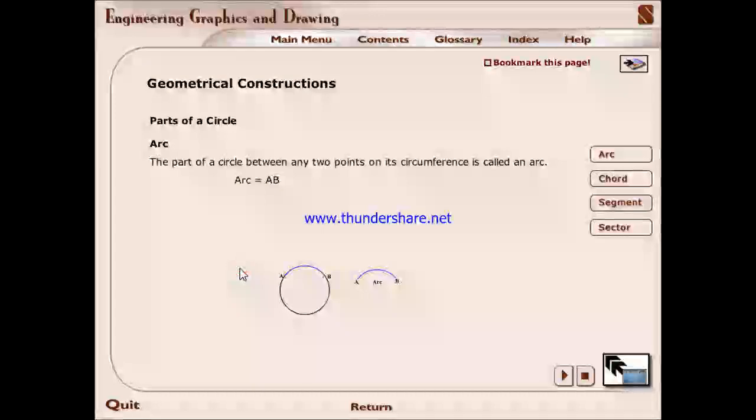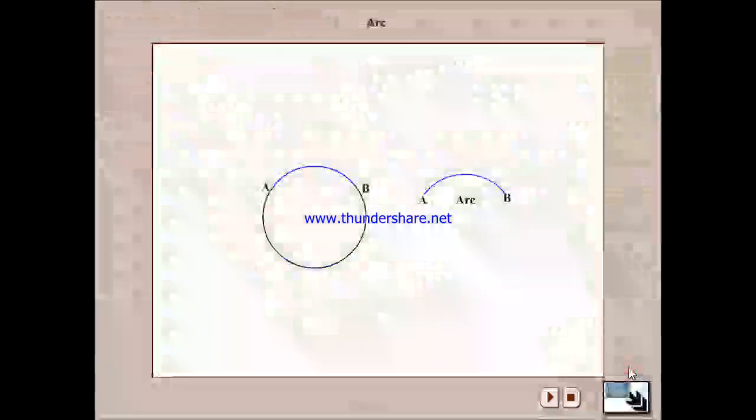Circles. In this circle, you have to know arc, chord, segment, and sector. They are all related terms or parts of circle. First, we are going to learn arc. The part of circle between any 2 points on its circumference is called arc, as shown in figure.